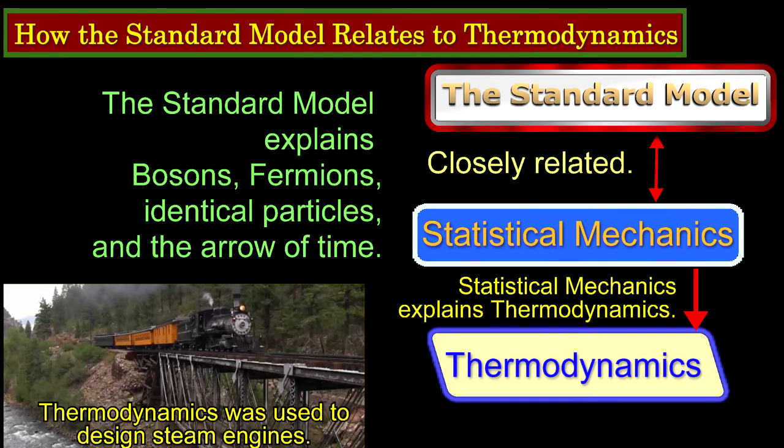Statistical mechanics assumes the world is divided into two types of things, bosons and fermions. The Standard Model is the only theory that offers an explanation for that division. The Standard Model is also the only theory that offers an explanation for identical particles, which are required for statistical mechanics to work. Statistical mechanics also has a concept of entropy, which always increases with time. That produces the arrow of time and allows us to distinguish the past from the future. The Standard Model also has an arrow of time and predicts that entropy will always increase. Classical mechanics and quantum mechanics do not have that feature.